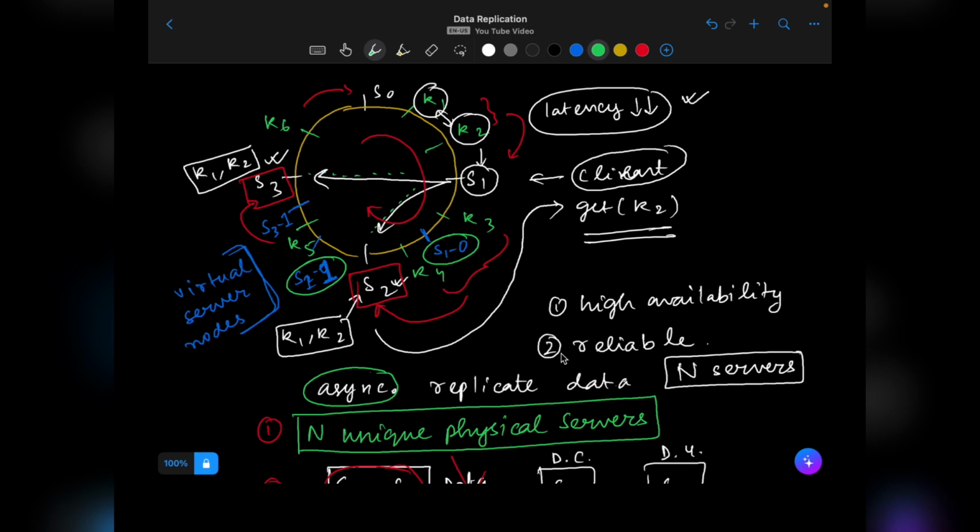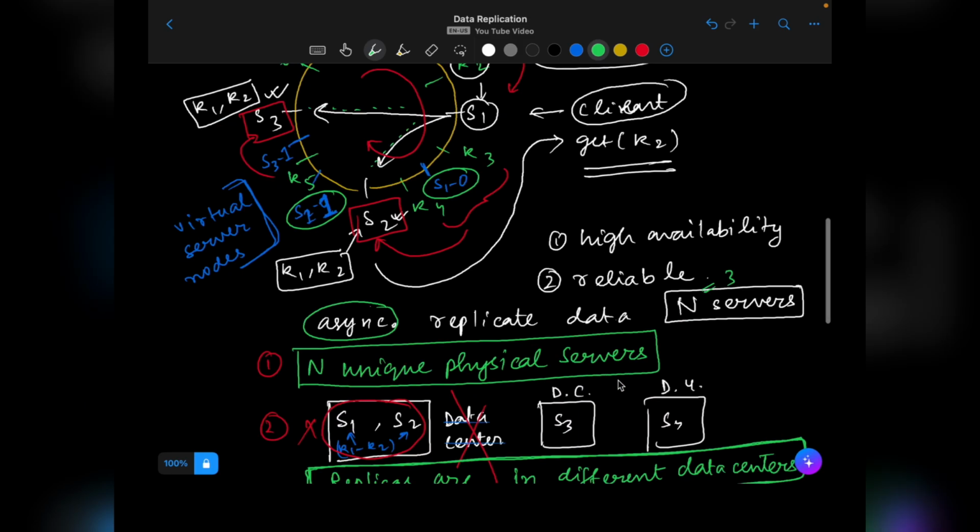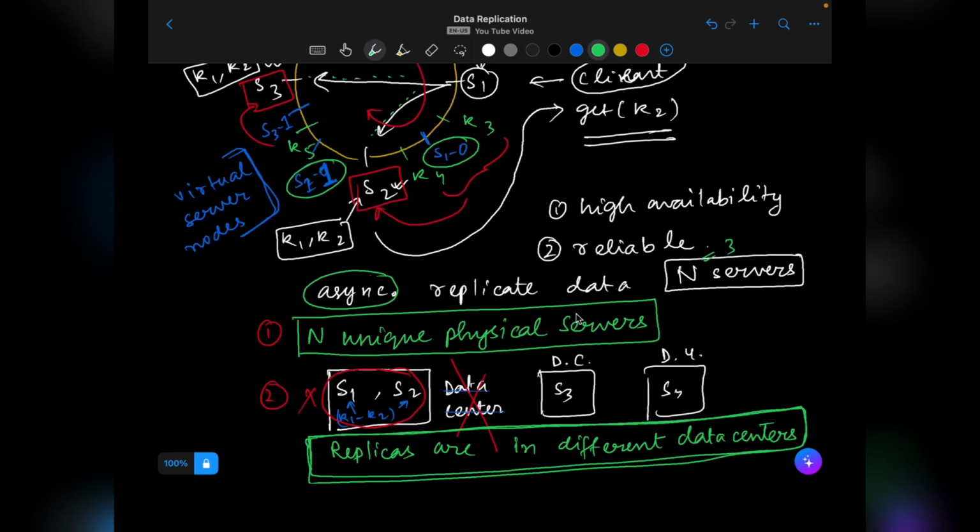To note, these servers should be unique physical servers. Suppose we choose a hyperparameter like n servers, n equals 3, let's say. So these should be unique physical servers, and moreover, although we are moving in a clockwise direction, if S1 and S2 are in the same data center, we mostly try to avoid replication in the same data center. Maybe there is a power outage or a network failure or some natural disaster and that data center is unavailable. Thereby, server 1 and server 2 are unavailable. Thus, we try to replicate this data in different data centers.